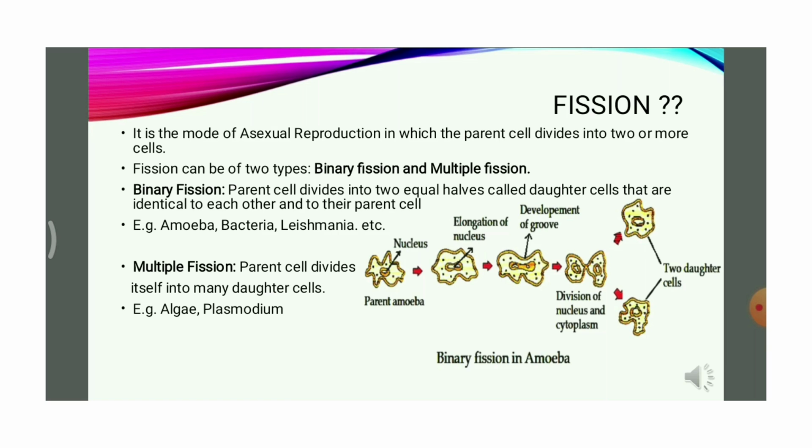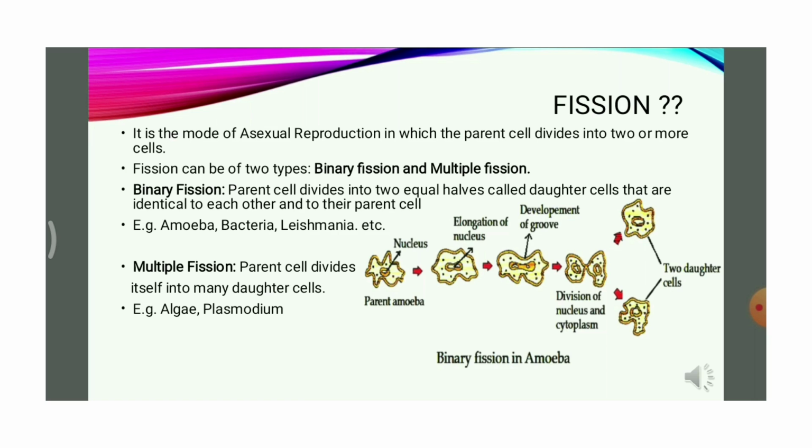They are formed, and those two equal halves are called daughter cells that are identical to each other, and they are also identical to their parent cell. Examples of organisms in which binary fission takes place are amoeba, bacteria, leishmania, etc. So here, as we can see in this picture, there is binary fission in amoeba depicted, wherein the parent amoeba undergoes fission to form two identical daughter cells.